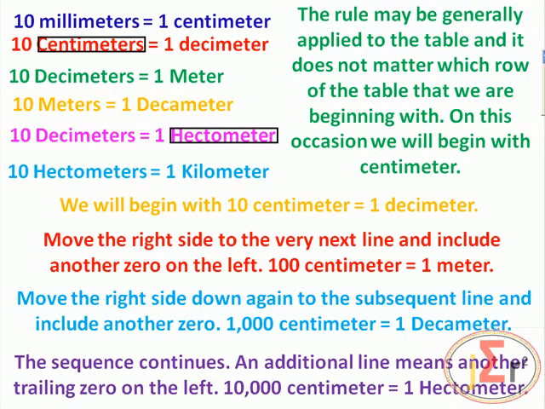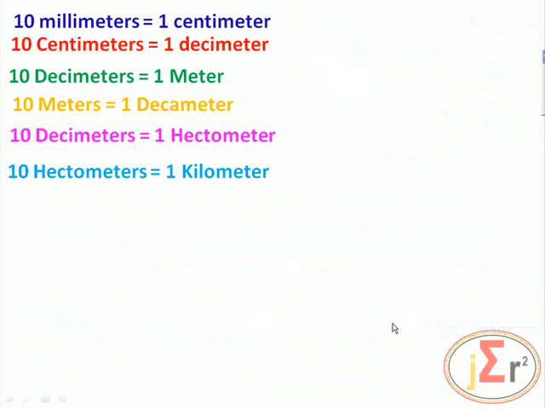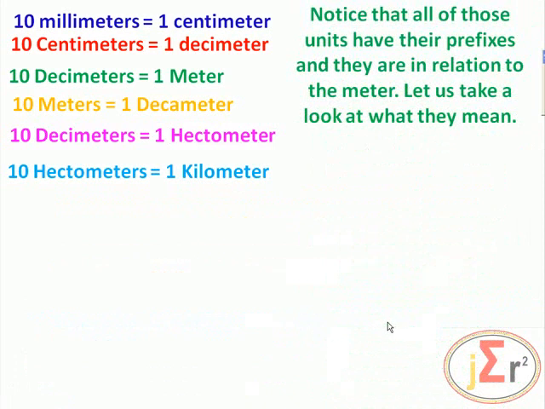The sequence continues, and an additional line means another trailing zero on the left. So every time we go down one line, we include another trailing zero, which means that we are multiplying by 10 each time. There we have our table again. Notice that all of these units have their prefixes and they are in relation to meter. Let us take a look at what they mean.